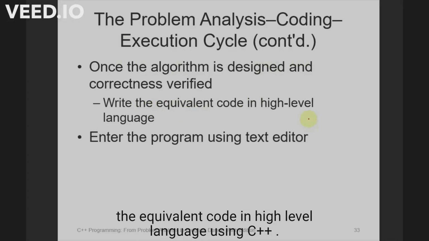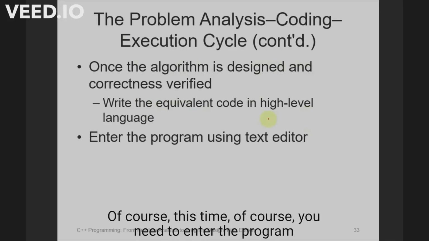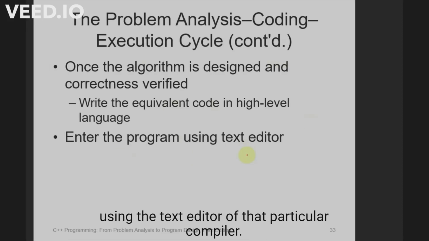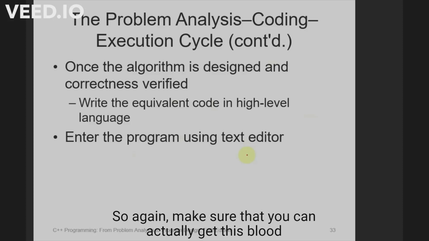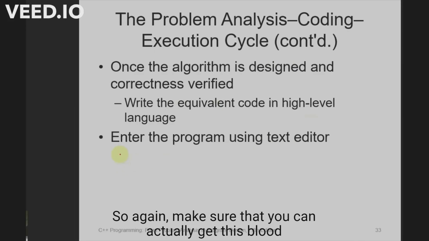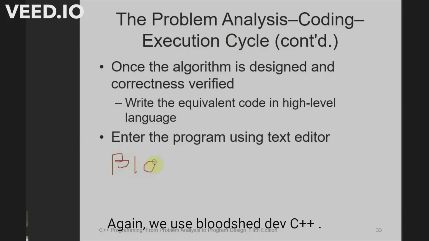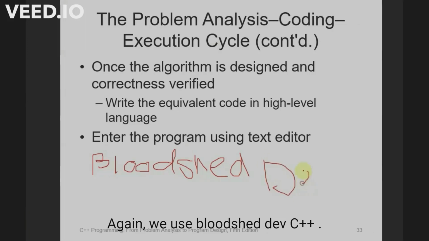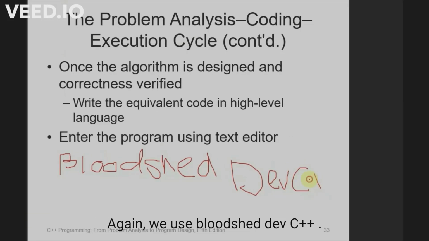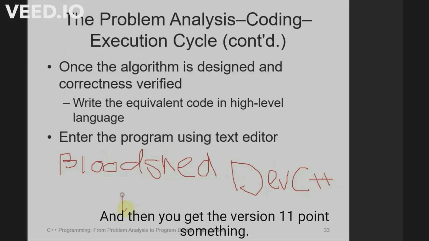you can already write the equivalent code in a high-level language, using C++ of course this time. And of course, you need to enter the program using the text editor of that particular compiler. So again, make sure that you can get Bloodshed Dev C++ for free on the internet. So again, we use Bloodshed Dev C++, and then you get version 11 point something.